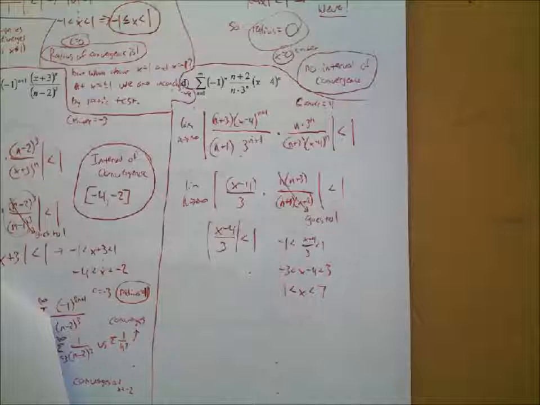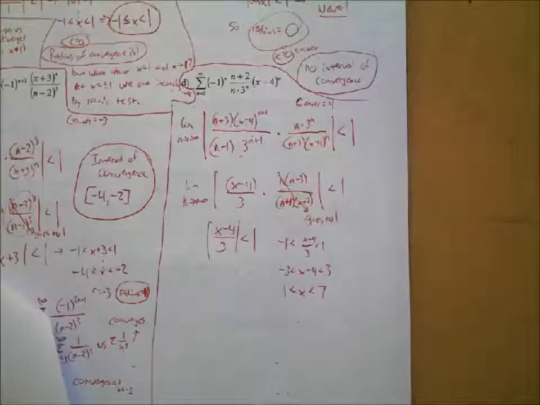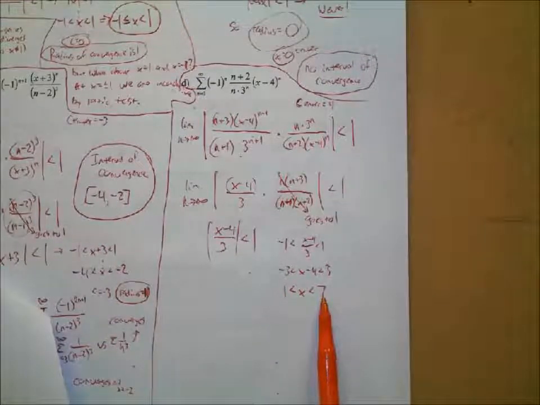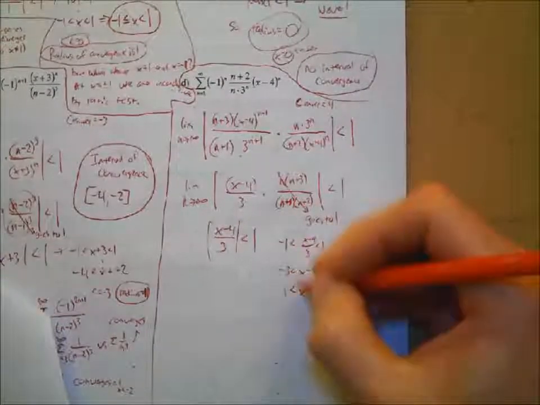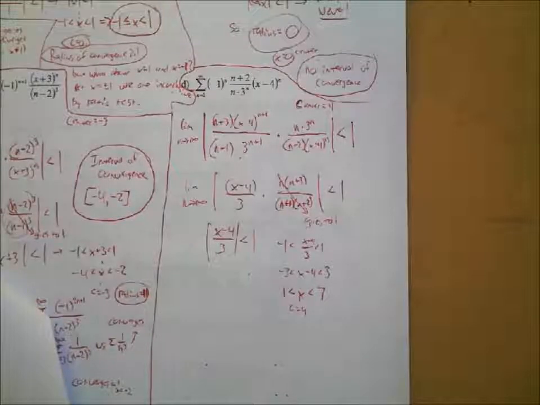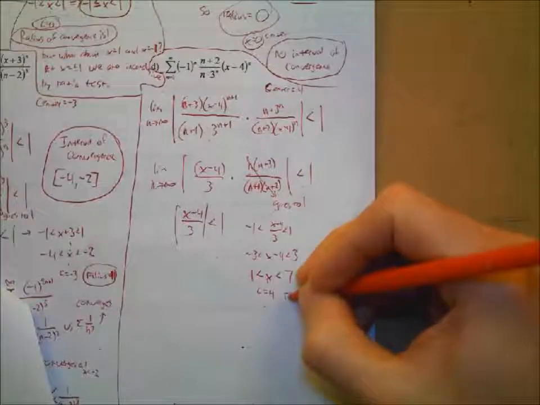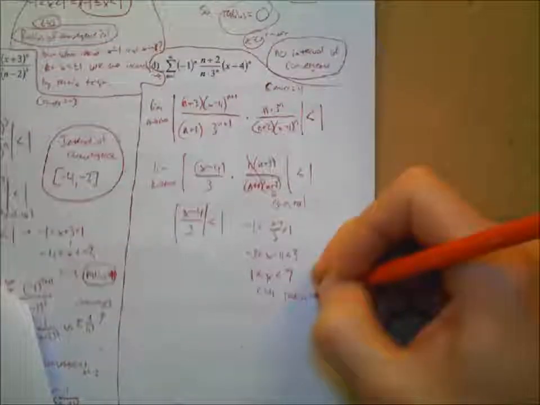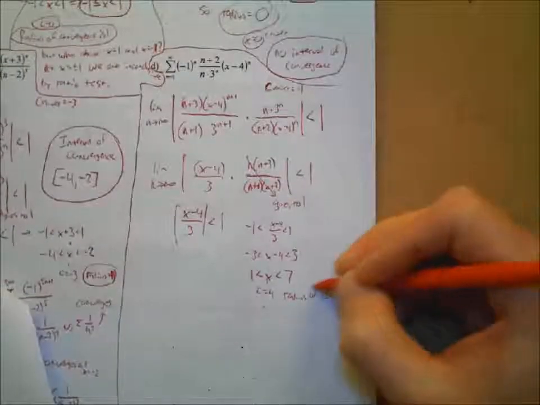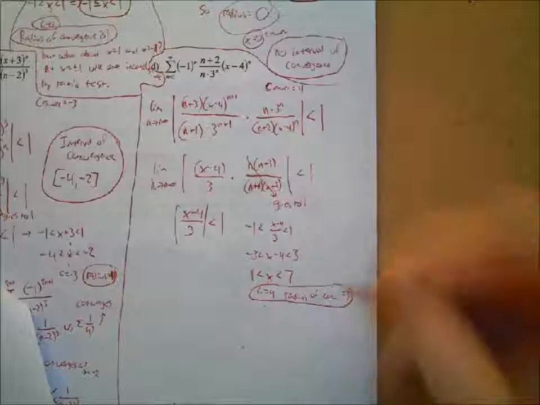So, do we see our center here? Is 4 in the middle of 1 and 7? Sure. Well, again, midpoint formula, 1 plus 7, 8. 8 divided by 2, 4. So there's our center, 4. Okay? What's our radius of convergence here? Yeah, radius of convergence is 3. Okay, so there's our center and our radius.